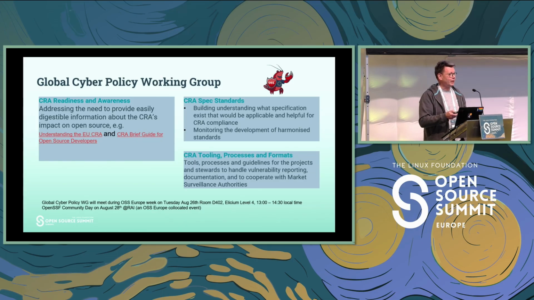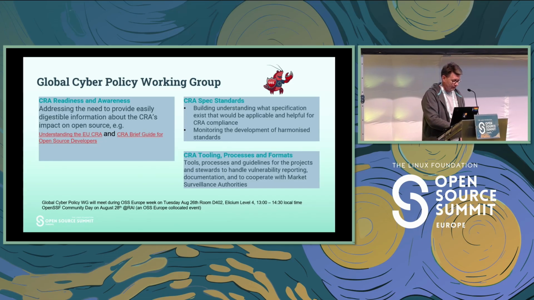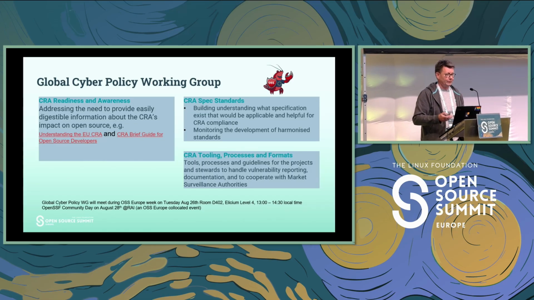So the readiness and awareness, I mean, that's obvious, and there are a couple of nice resources that you can find. Understanding the EU CRA is a kind of one-on-one or CRA for dummies type of approach, which is really useful if you want to understand what we are talking about when we talk about the CRA, and especially the open source impact or influence. And then the brief guide for open source developers, which, if you're a developer, maybe is something that you would like to check. Not a very long paper, so also maybe appealing in that sense. Very useful.